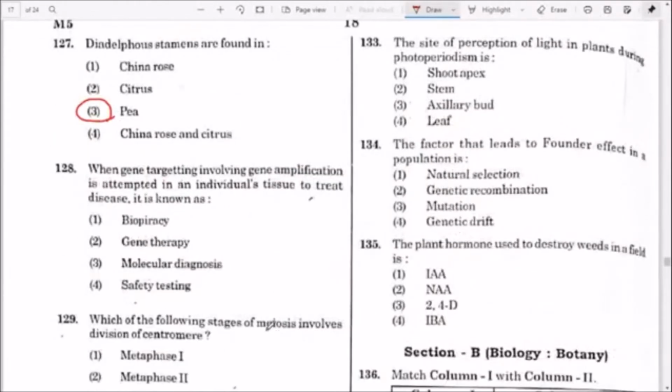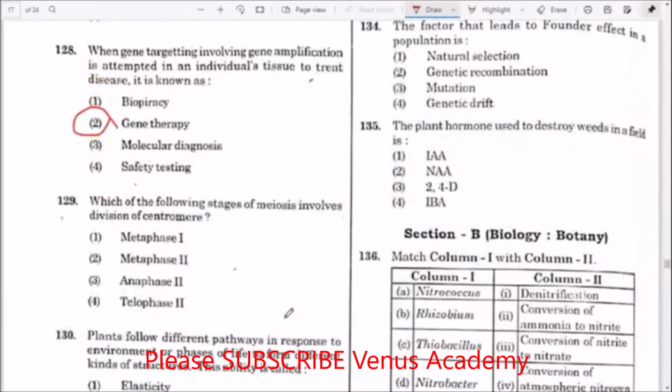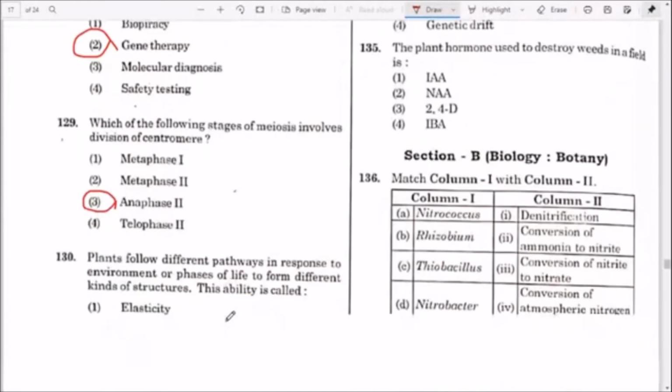Next, question number 128. When gene targeting involving gene amplification is attempted in an individual's tissue to treat disease, it is known as gene therapy. Option number 2 is correct option, students. Next, 129. Which of the following stages of meiosis involves division of centromere? Where do you find? Anaphase 2. Option number 3 is correct option, students.